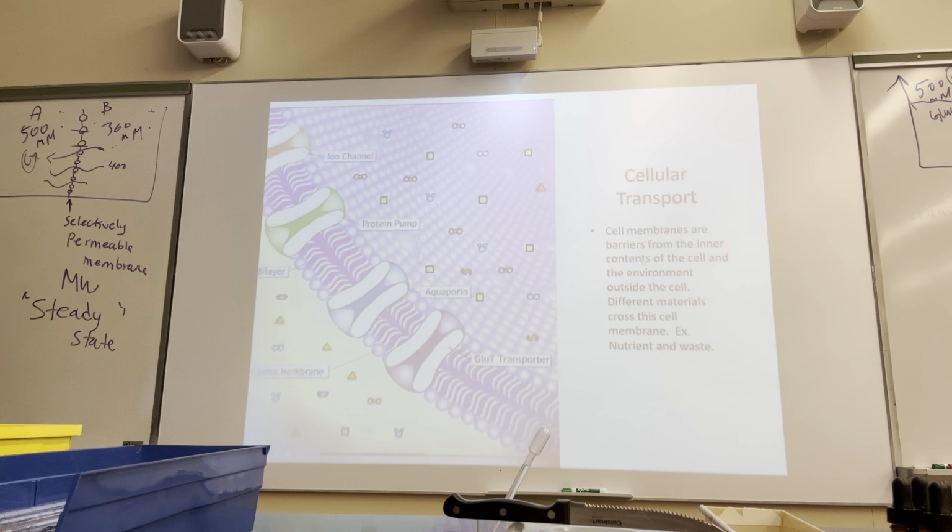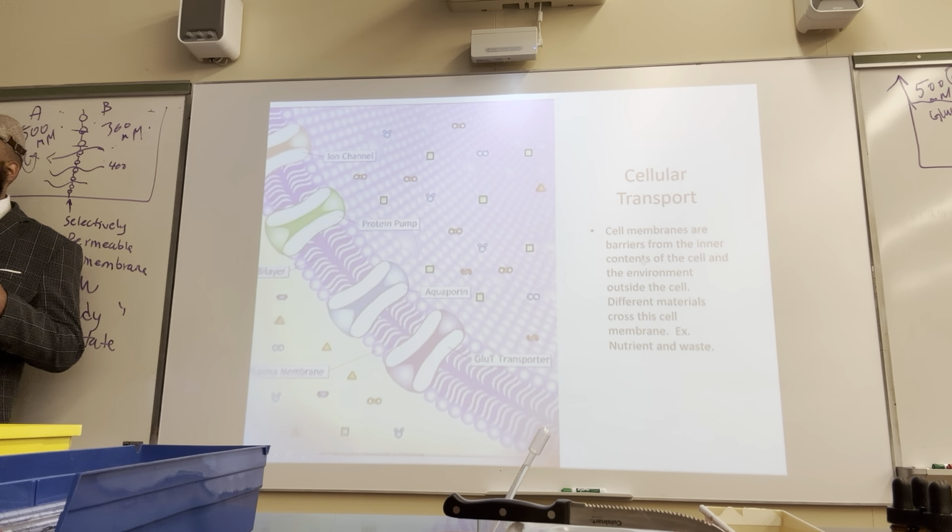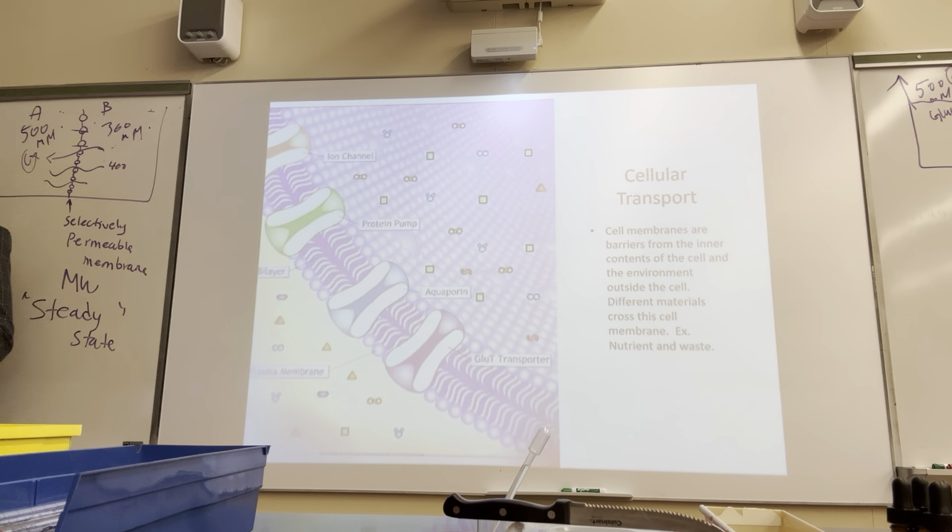You see that your plasma membrane is the same way. If you look now, the plasma membrane has ion channels, protein pumps, aquaporins for water. Aqua allows the movement of water. And GLUT. What is GLUT? GLUT is glucose transporter.